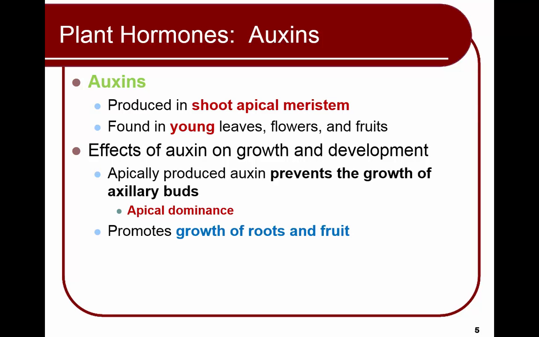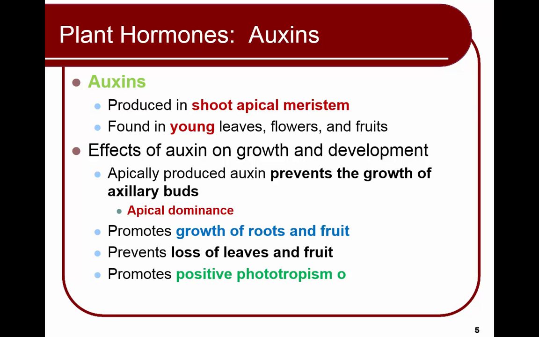This promotes growth of roots and fruit, and it prevents loss of leaves and fruit. Sometimes they will spray auxins on trees to keep the fruit from dropping off too early. It also will promote positive phototropism of the stems, where they'll move towards the light.